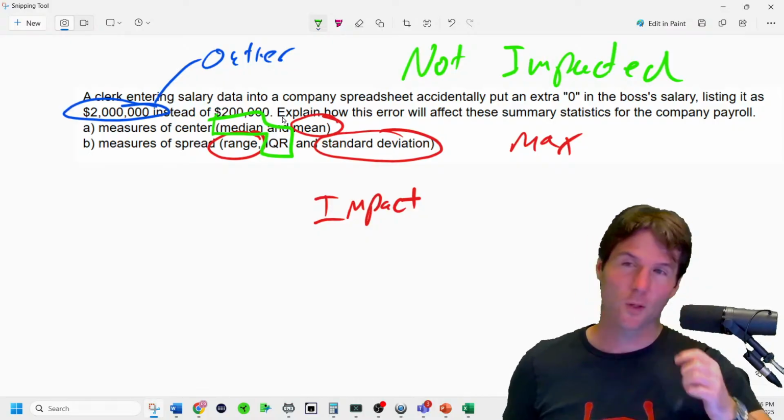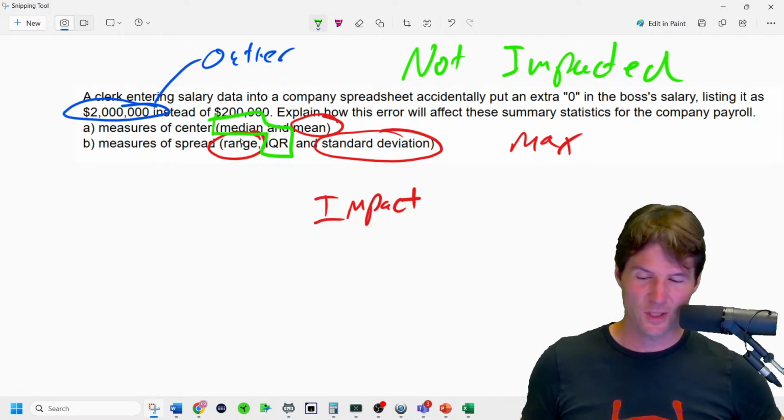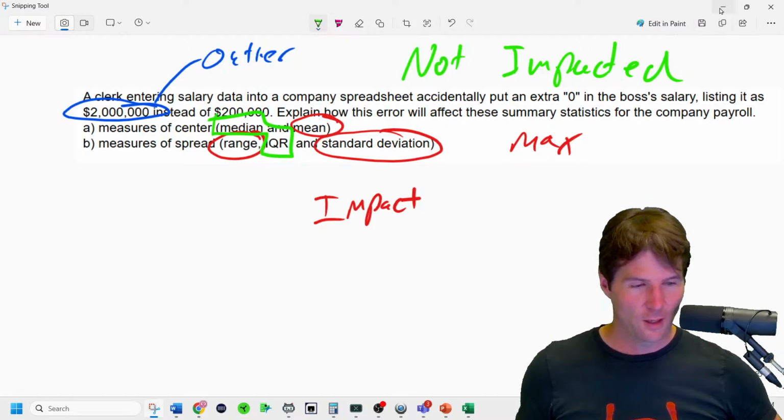And that's why median and IQR go together. They're kind of resistant to outliers. Does that make sense? We always do median and IQR together and mean and standard deviation together. The range is kind of its own thing, but we should be good right here.